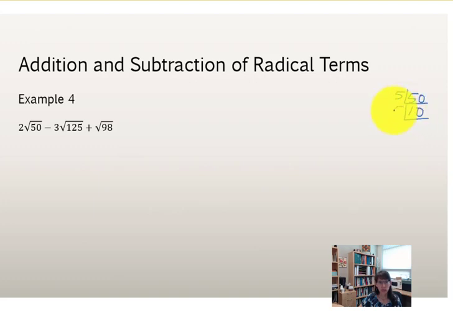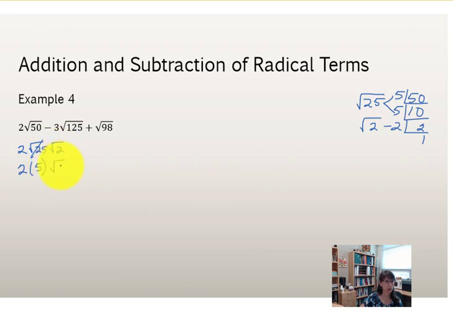Let's see, 10 is divisible by 5. That leaves 2. 2 is divisible by 2, leaving 1. So we have a pair of 5s. So we know that 25 times 2 is the same as 50, and 25 and 2 are both under the radical. So our first term will become 2 times square root 25 times square root of 2. This means 2 is really being multiplied by 5 multiplied by square root of 2. 2 times 5 would be 10 square roots of 2. So our first term now is 10 square roots of 2.